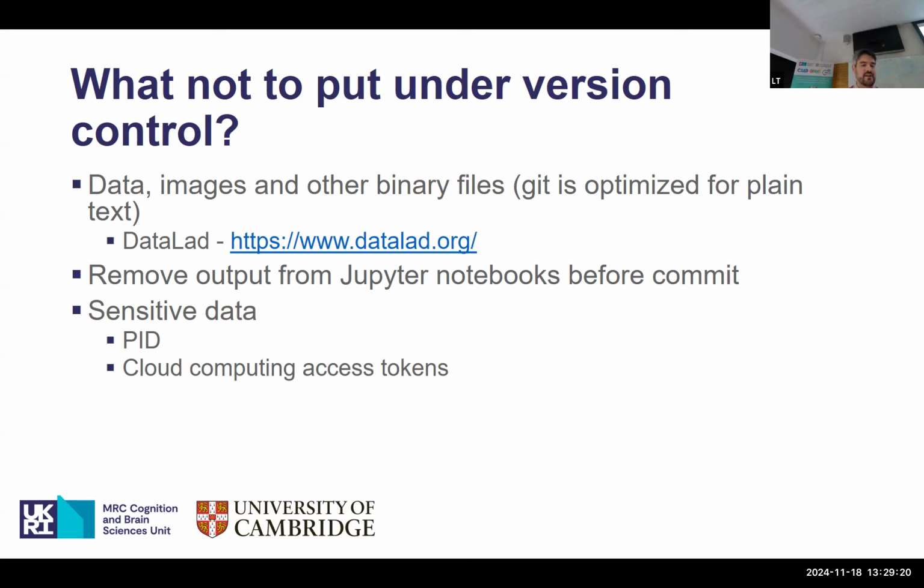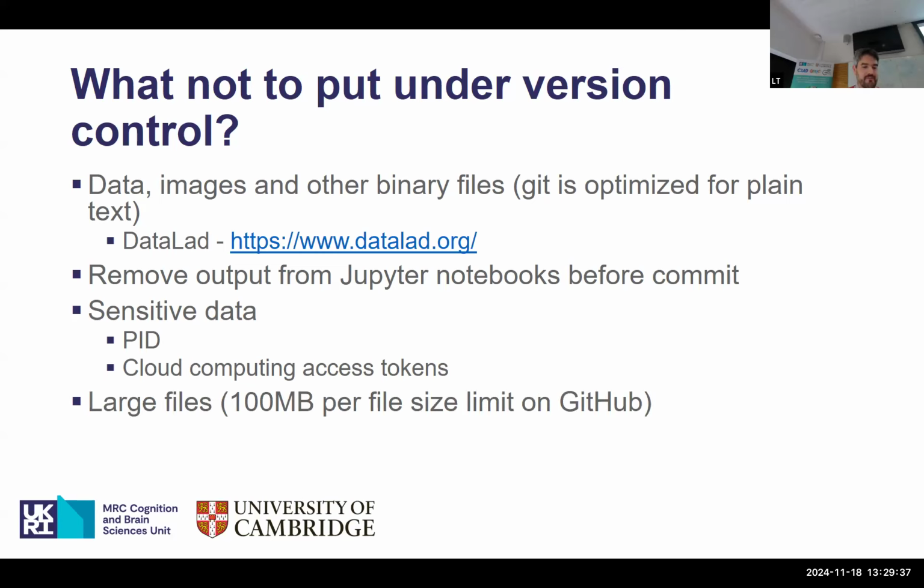Also, funny thing, lots of people use cloud computing services, and there you have access tokens. People usually put those at the top of the script and then push them to GitHub, and then you can just see the access tokens. Something to avoid. There's a hard limit on GitHub for file size. Individual files cannot be larger than 100 megabytes. But if you're talking about scripts or text files, it's really hard to have a 100 megabyte text file. That requires a lot of code.